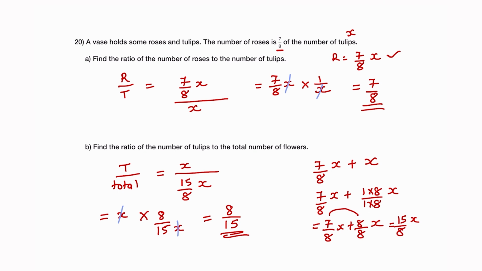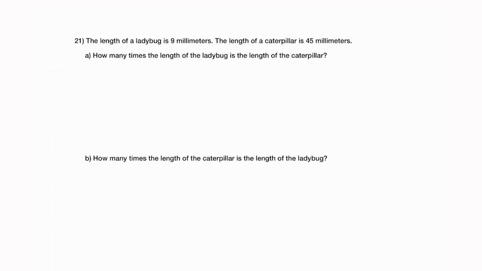Done. Simple, right? Let's go to the next one. The length of a ladybug is 9 millimeters. Okay, so that's 9. The length of a caterpillar is 45 millimeters. So that's 45 here. How many times the length of the ladybug is the length of the caterpillar? So ladybug times what will give us the length of the caterpillar.